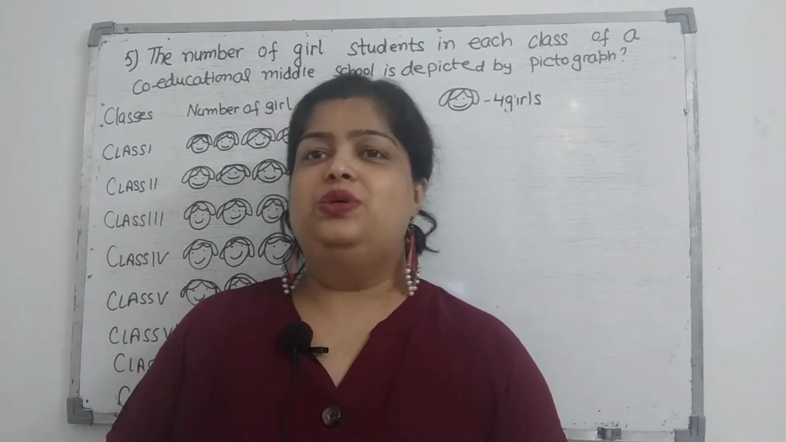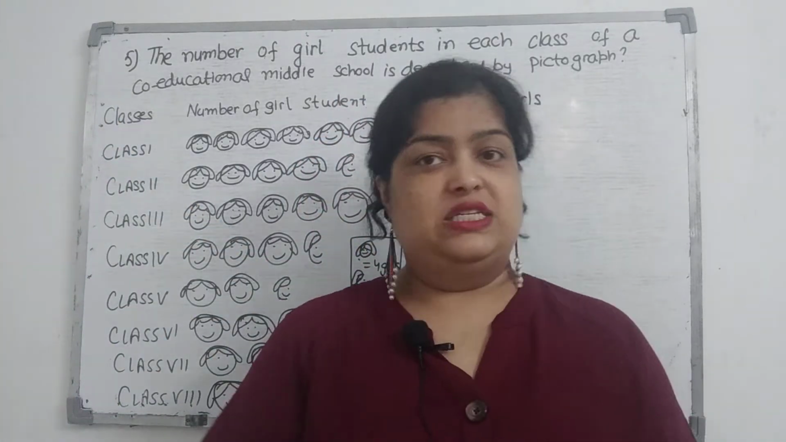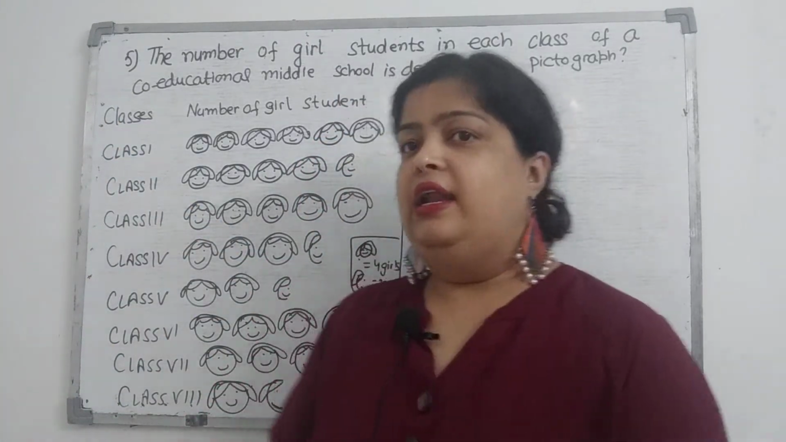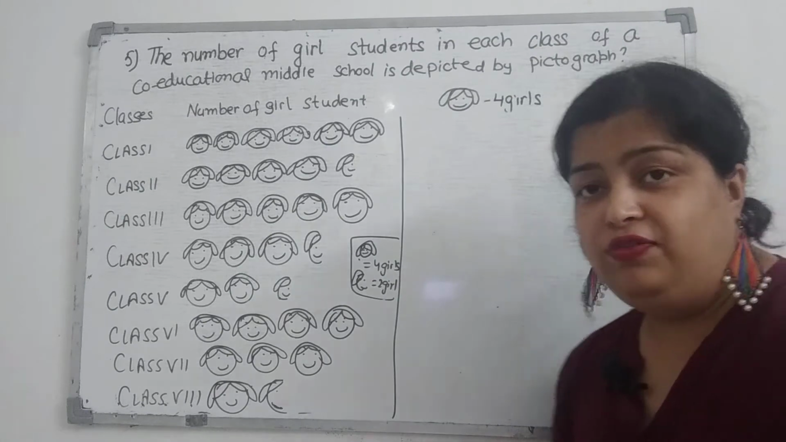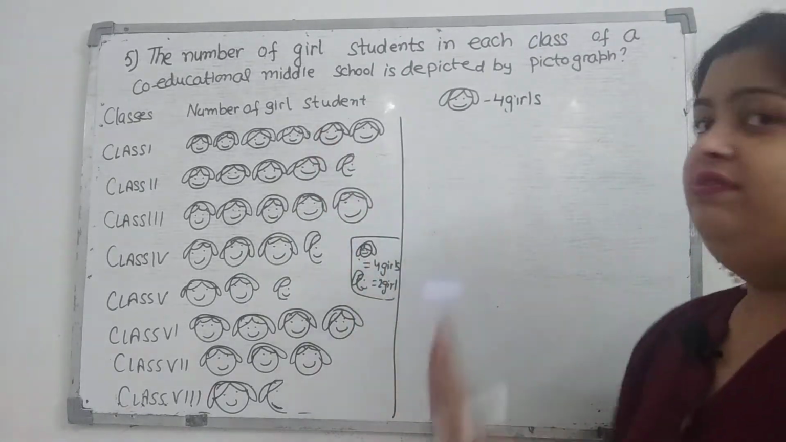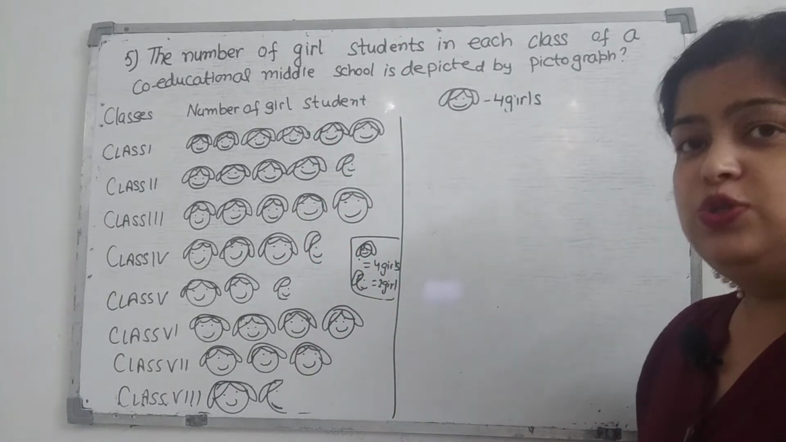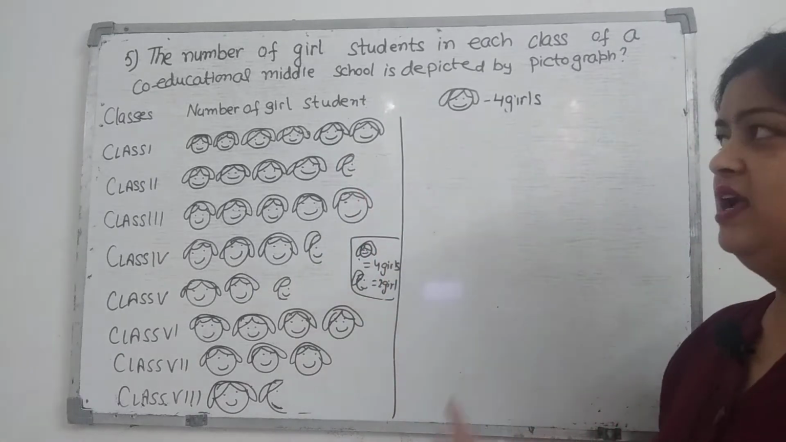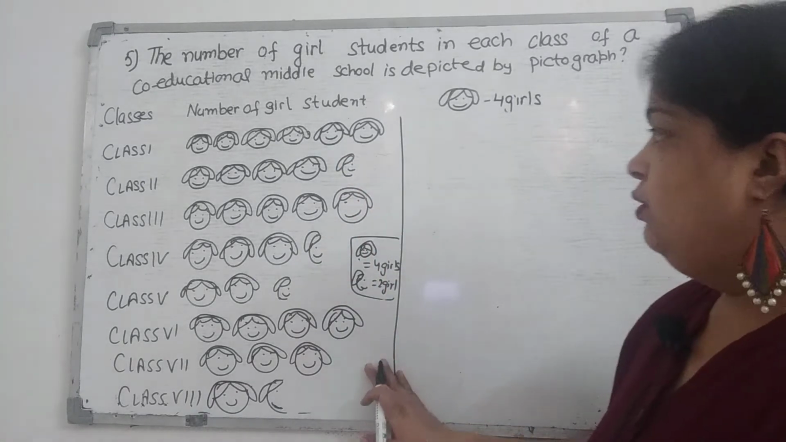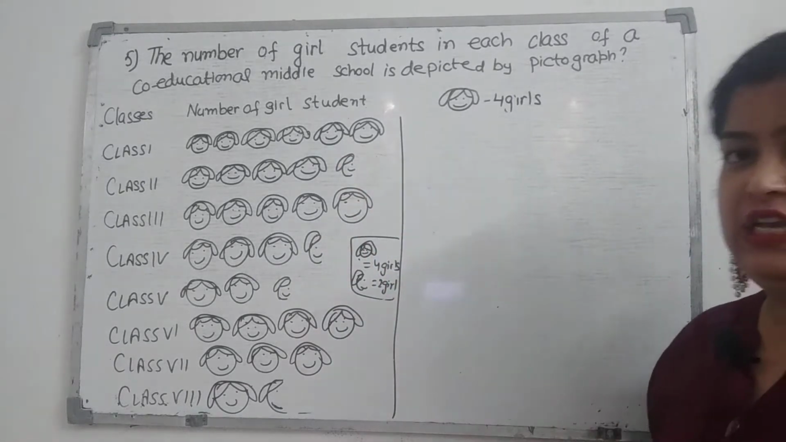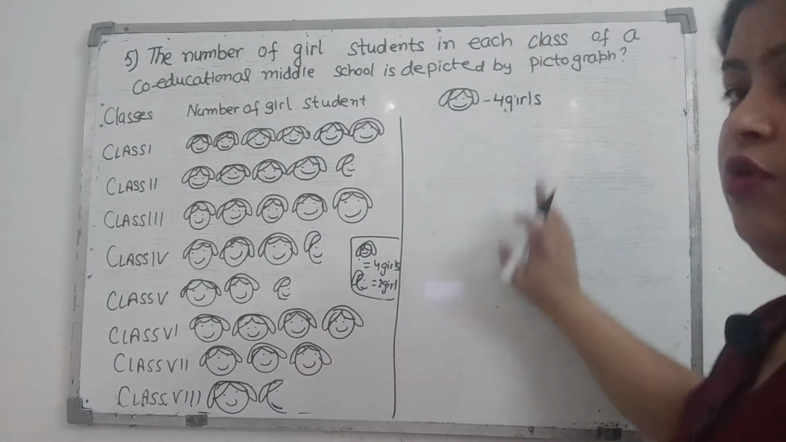Today I'll teach you question 5 from exercise 9.1. Here I have made the pictograph for all of you, as question 5 has a pictograph. So I have made a pictograph of question 5. That pictograph shows that each face of the girl represents 4 girls.